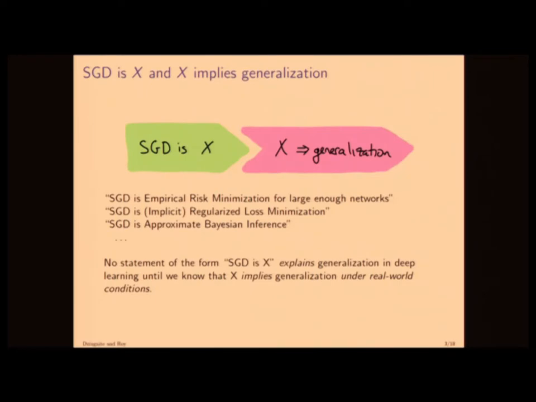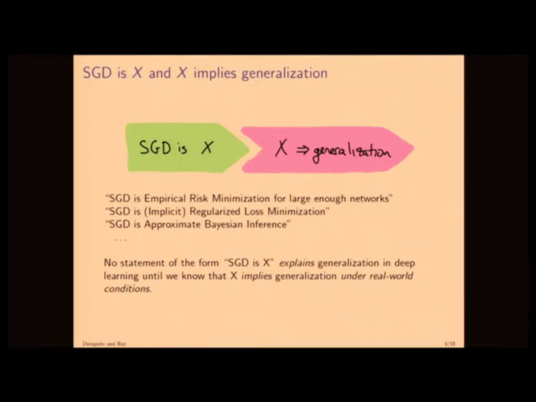All right, so there's a lot of work of the form "SGD is X." And then I think the implication is that X implies generalization. And usually there's not a caveat on the second part. So: SGD is acting like empirical risk minimization for large networks. SGD is doing some kind of implicit regularized loss minimization. SGD is approximate Bayesian inference. So the basic argument we've been making, and this is not the first time someone's made this argument, is that no statement of the form "SGD is X" is going to explain generalization in deep learning until we know that X implies generalization under real-world conditions.